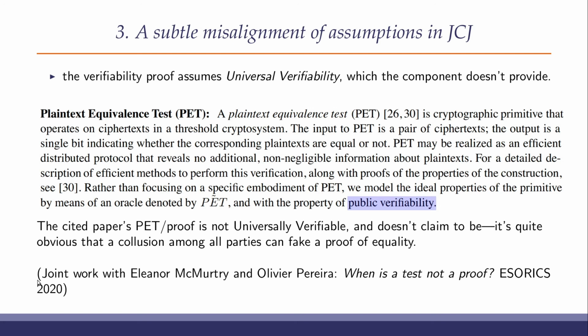All right, so that's Civitas and JCJ, a subtle misalignment of assumptions that means that if all of the authorities collude, they can cheat, even though if all but one of them colludes, they cannot cheat.